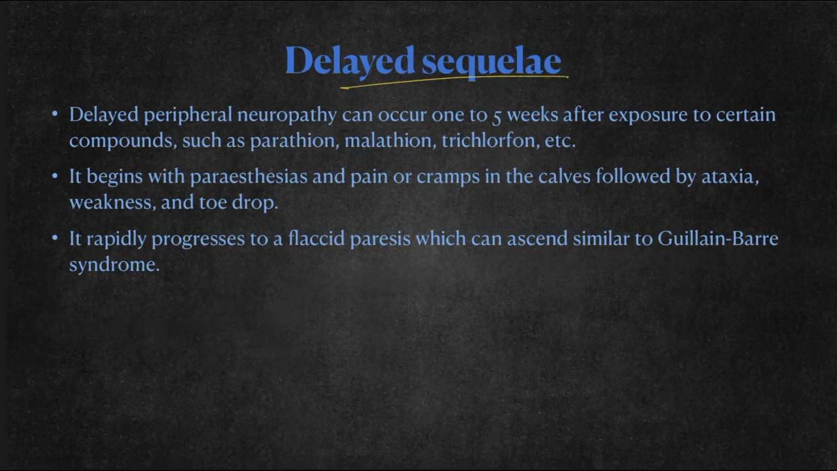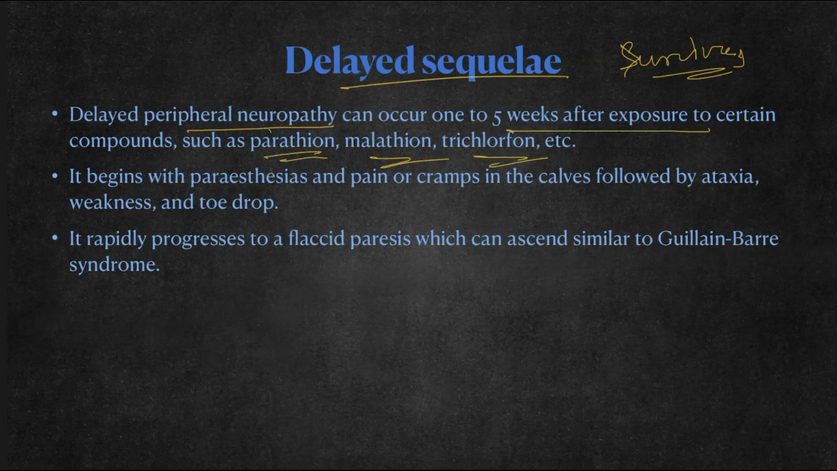Delayed sequelae: if the person survives, or is not treated early, or consumes mild, small doses for longer durations, there may be some delayed sequelae even after the person is treated. In them, there is delayed peripheral neuropathy. It can occur within 5 weeks after exposure to certain compounds such as parathion, malathion, and trichloroethane. So even after the person is treated, after 5 weeks, peripheral neuropathy may be seen.